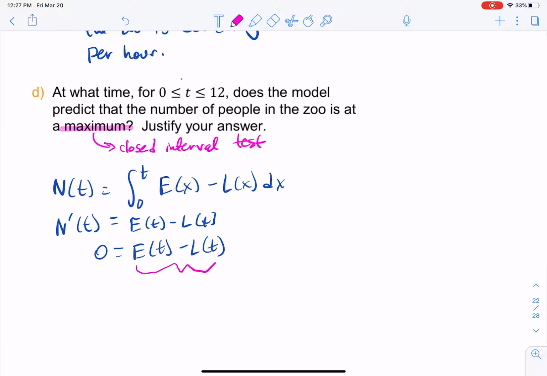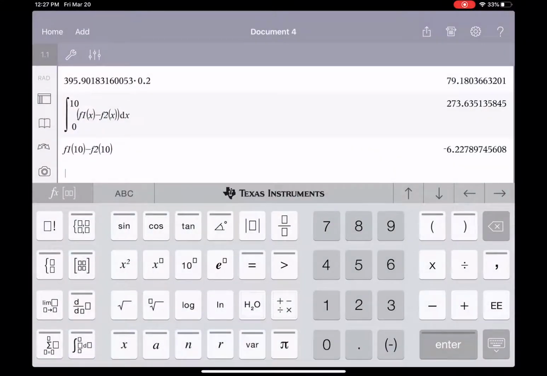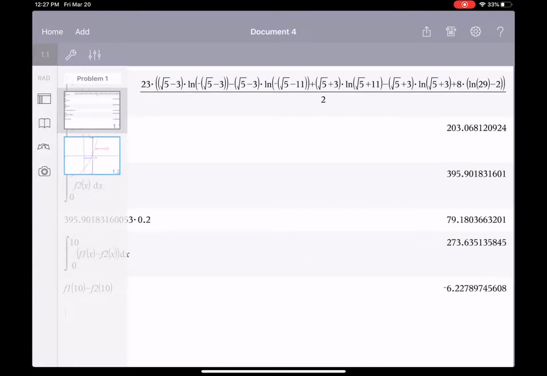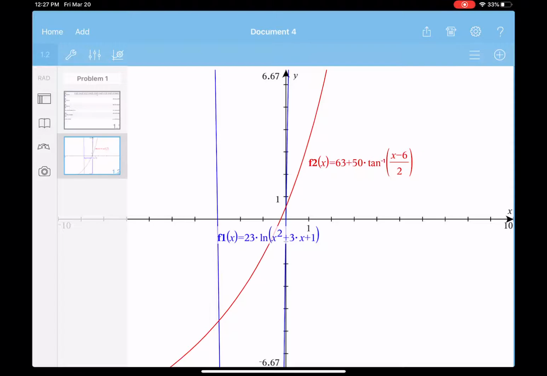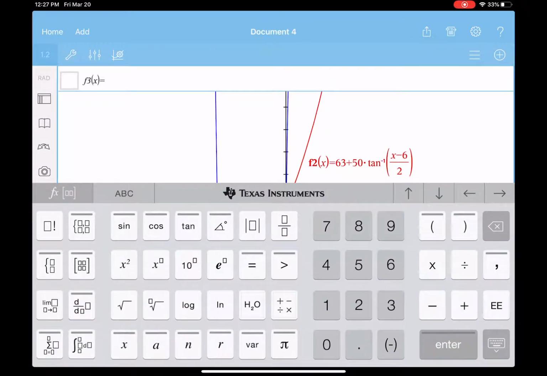I think this was calculator active. Calculator. All right, pull up the calculator. We already have these functions stored in here. Let's go back to our window picker and choose the graph screen. And I'm going to change this up just a little bit. Let's go to plus sign, and let's actually subtract them, because that's how it's formatted, and that's how we're supposed to find the zeros of that.